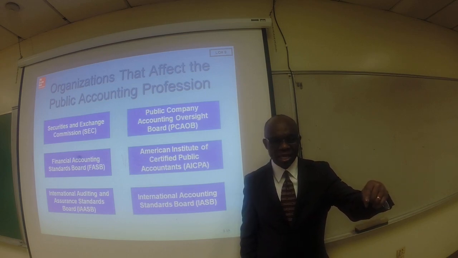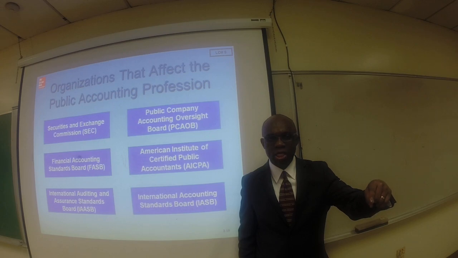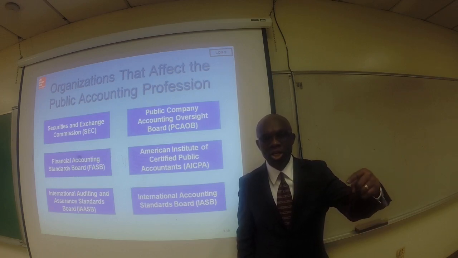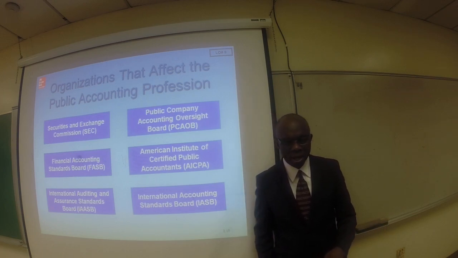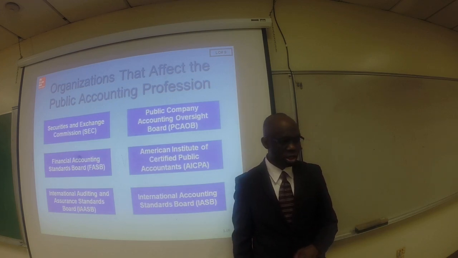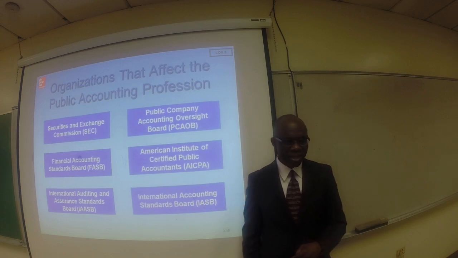Then the next organization is the Public Company Accounting Oversight Board. That is the board that came into existence when the government stepped in and started regulating auditing in connection with publicly traded companies. So we are going to talk about the Public Company Accounting Oversight Board in more detail eventually. Then we have the AICPA.